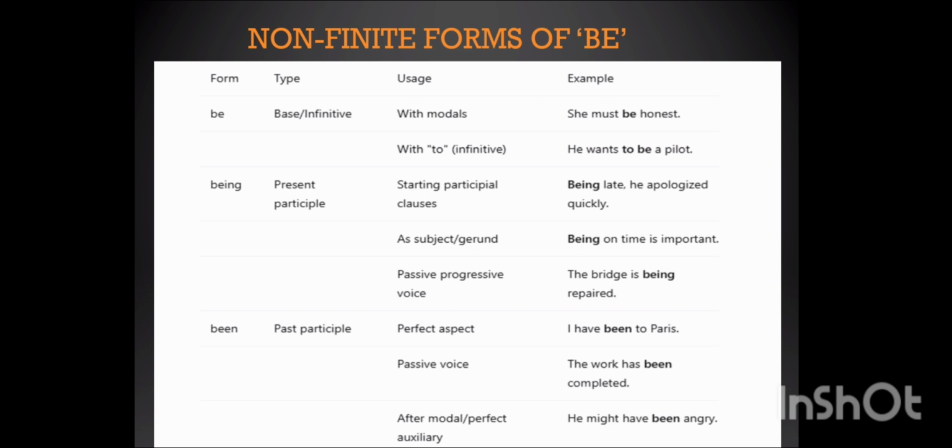Similarly, been is used as a past participle form, and it is used to show the perfect aspect. For example, I have been to Paris, and the work has been completed, and he might have been angry. Now you can see that the forms are not changed here. Been remains been, whether it is used with I or he, right?